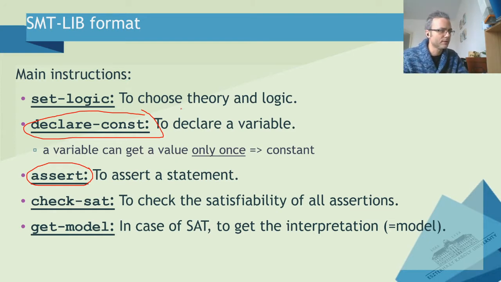You can use this instruction for that. It's called declare-const, and it has a funny name because it says constant inside. It doesn't say it's a variable, because in SMT-LIB format, in SMT, you can assign a value to a variable only once. You can never change this value again.